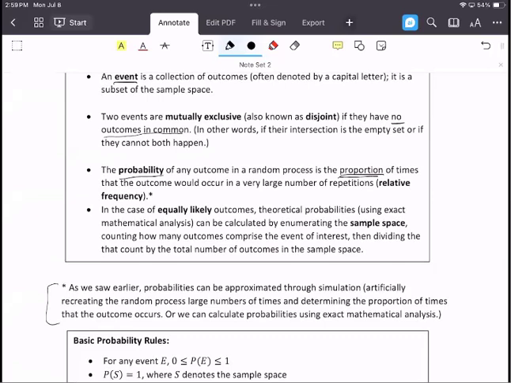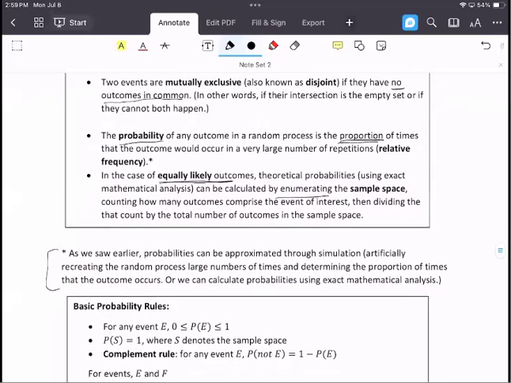In the case of equally likely outcomes, where each of the outcomes is equally likely, theoretical probabilities using exact mathematical analysis can be calculated by enumerating, in other words listing, the sample space, counting how many outcomes comprise the event of interest, then dividing that by the total number of outcomes in the sample space. And that'll give us our probability. Once again, we've already gone through this, and we will be going through examples later on.